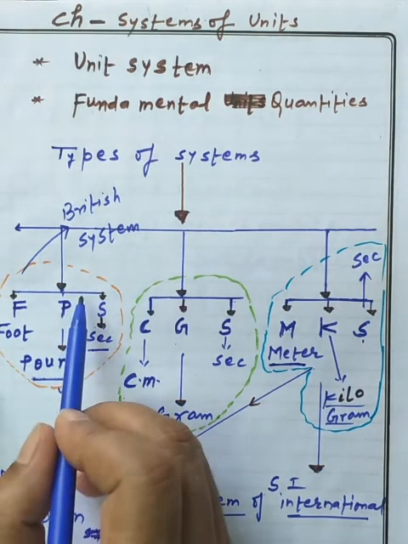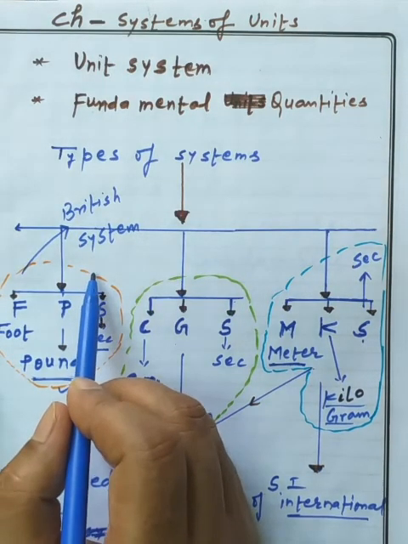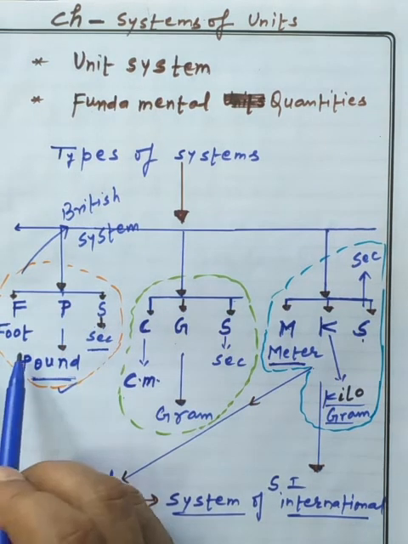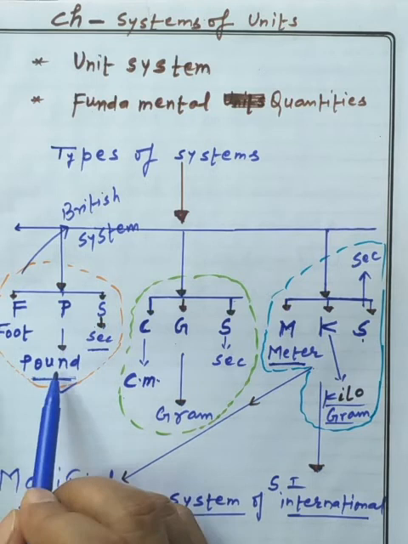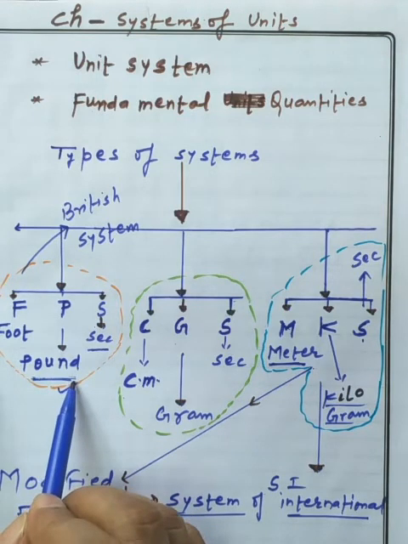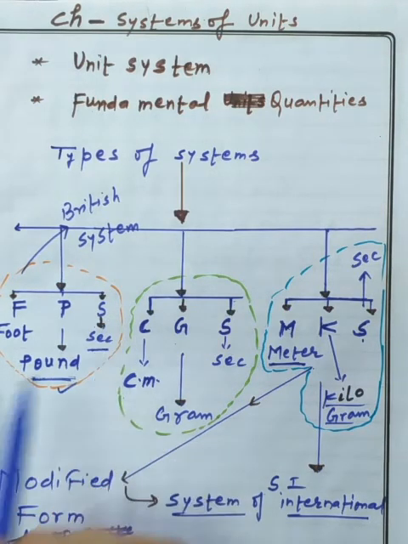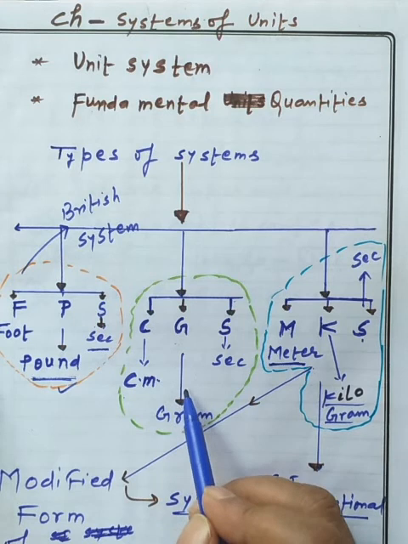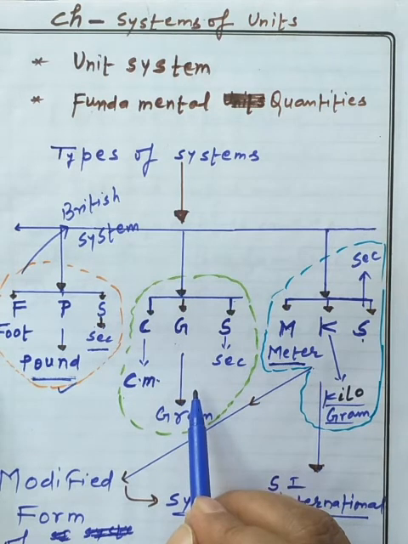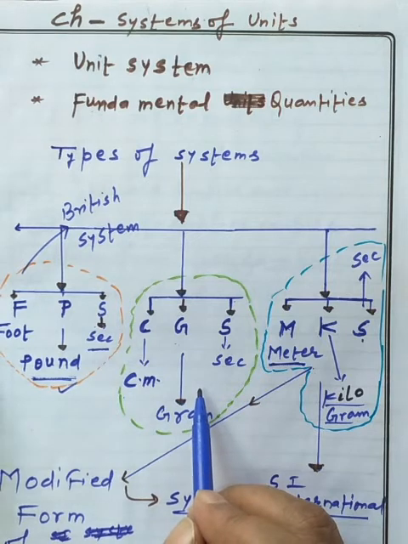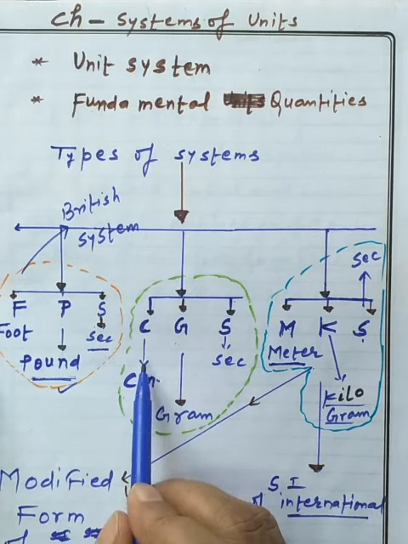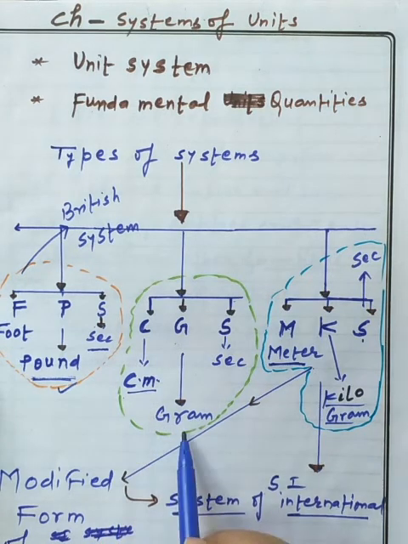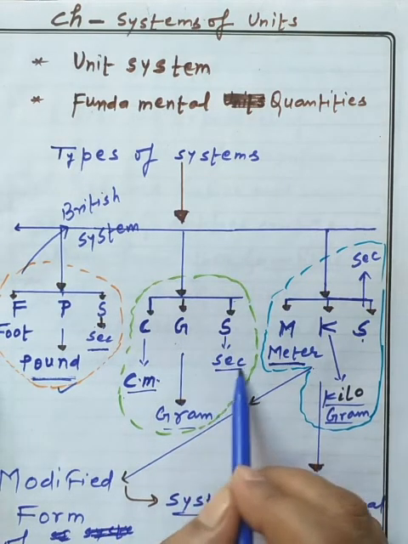The first system is known as the British system because it was discovered by the Britishers. F means foot, P is pound, the measurement of mass, and the measurement of time is in seconds. The second system is called the Gaussian system, because it is a kind of metric system in which we use numerical values in the metric order. The first letter represents the centimeter, the second the gram, and the third the second.